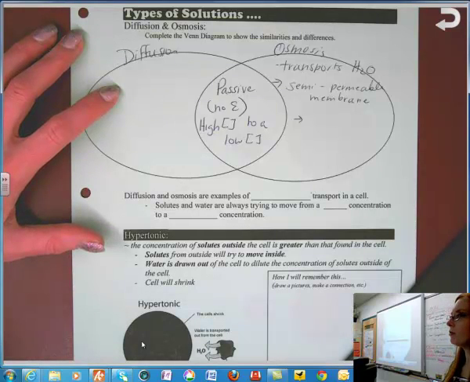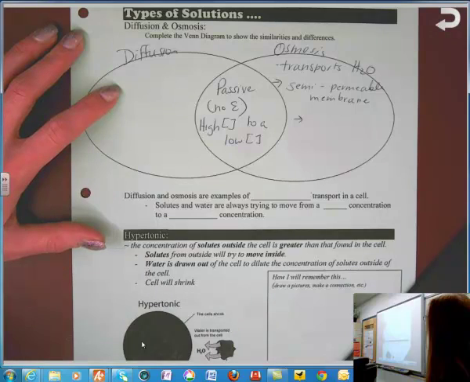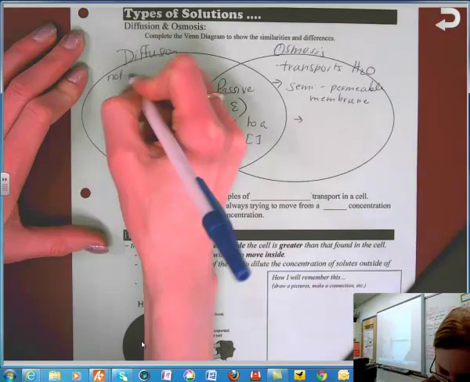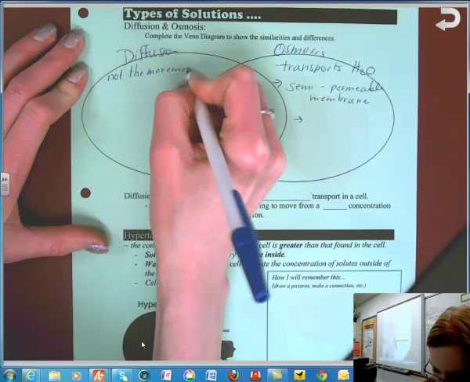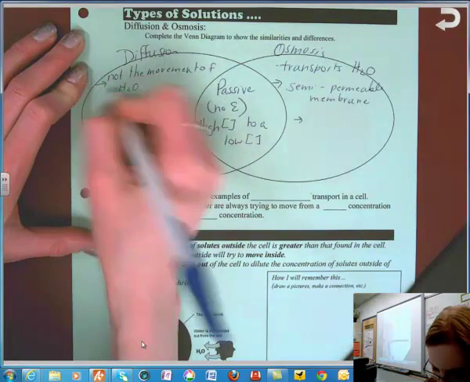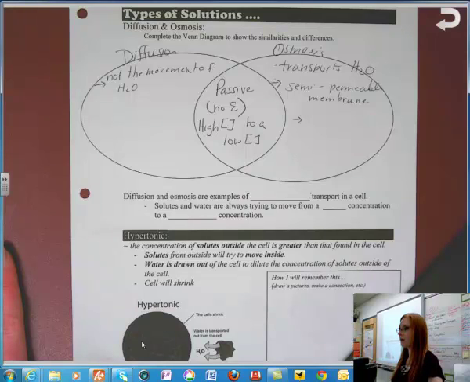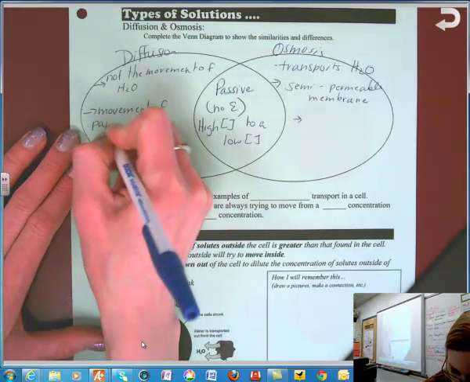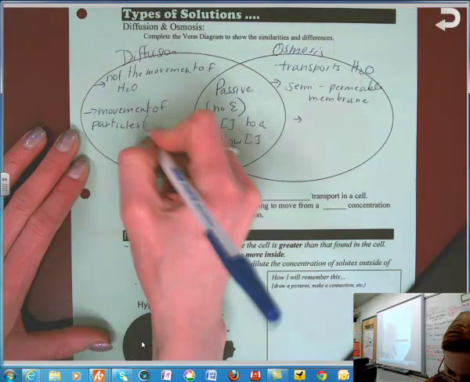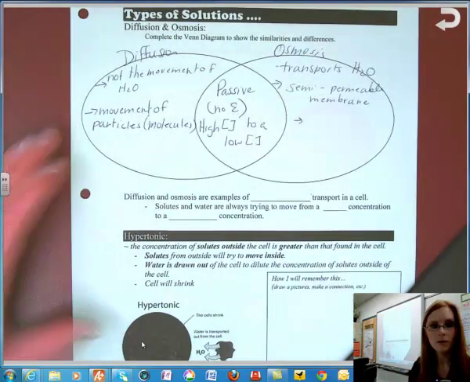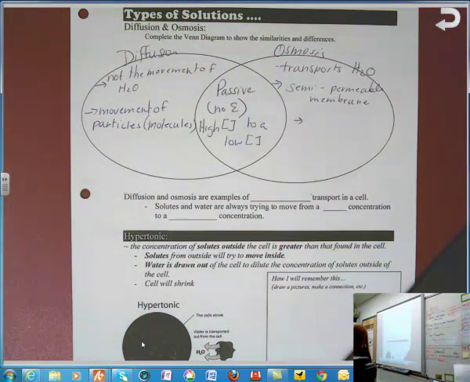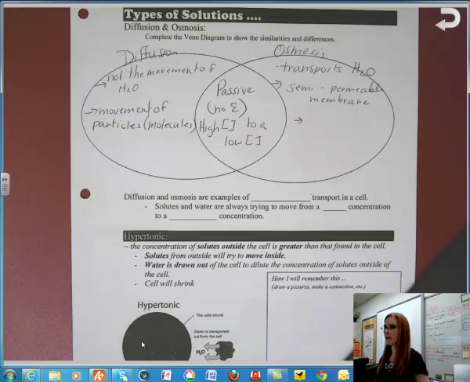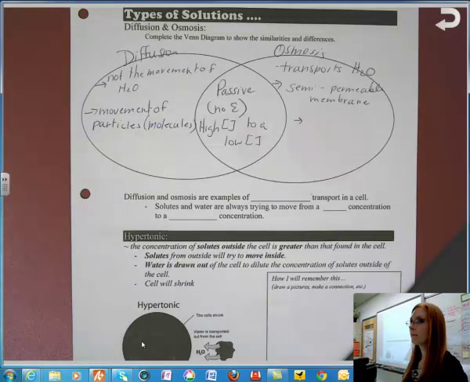What then makes diffusion different than osmosis? Okay, so it's not the movement of water. So if it's not the movement of water, it's the movement of particles. Any other differences or similarities that we could find? They're both passive, high to low concentration. One deals with the movement of particles, the other deals with the movement of water through a semi-permeable membrane. Anything else? Good.